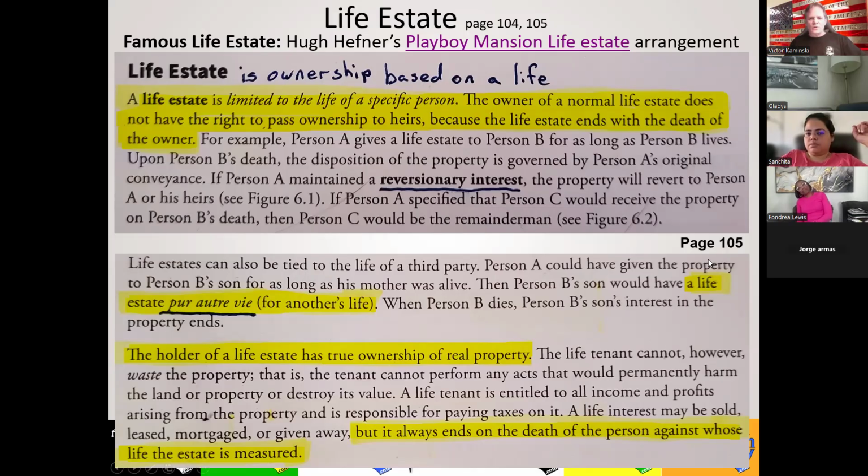All right, so I want you guys to highlight that on page 105. Life estate por otra vida, for another's life. The holder of a life estate has true ownership of real property. Okay, you could sell it, lease it, give it away, just can't destroy its value. So do all these highlights on page 105. I think this is on 104.